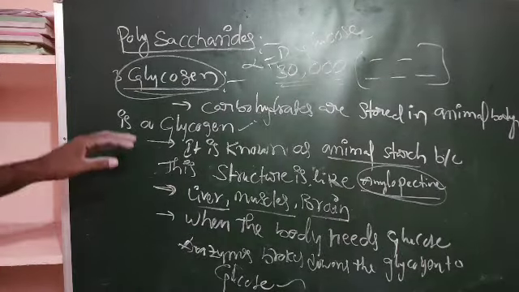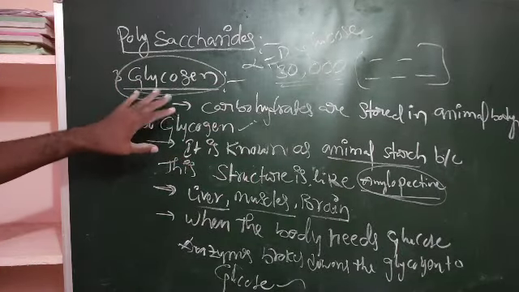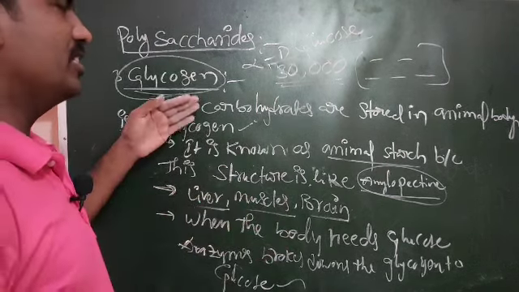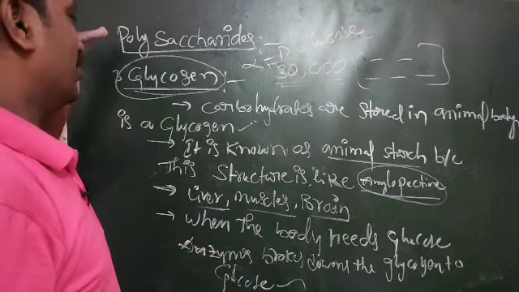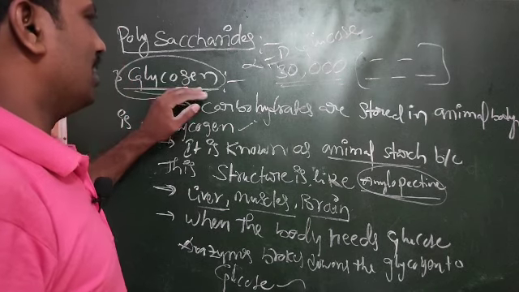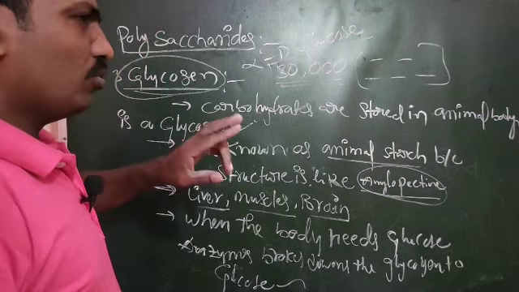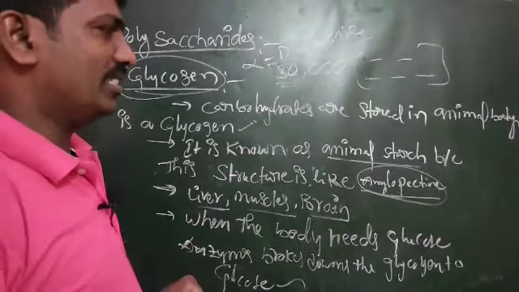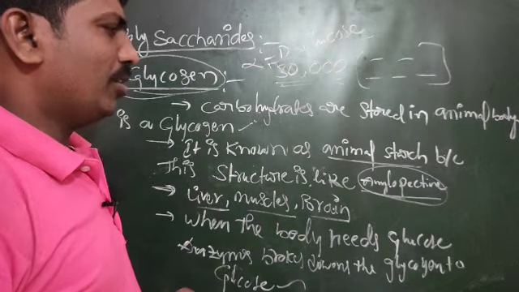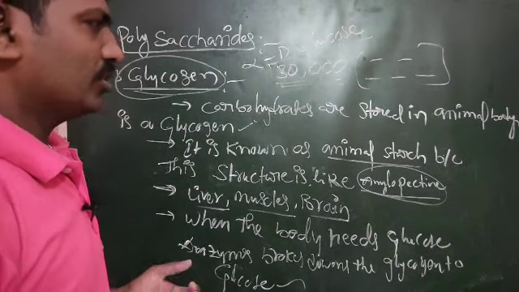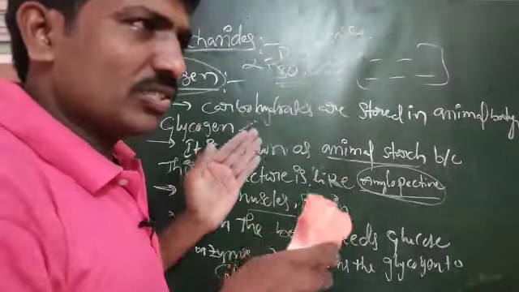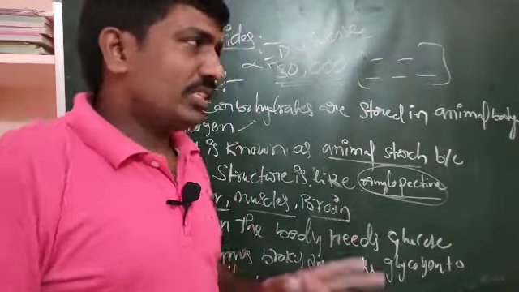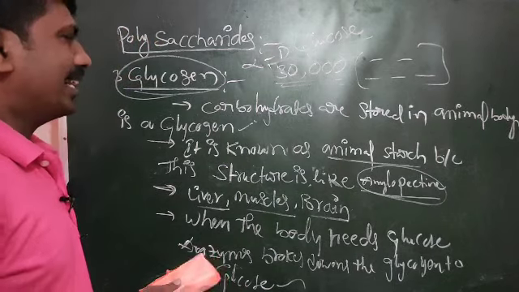If asked to explain polysaccharides, you should write these 3 and you will get good marks, only 2-3 lines for each. The first is starch, second is cellulose, third is glycogen. Starch has two components: amylopectin and amylose. Amylose is a straight chain. Amylose is soluble in water, but amylopectin is not. So this is about polysaccharides.